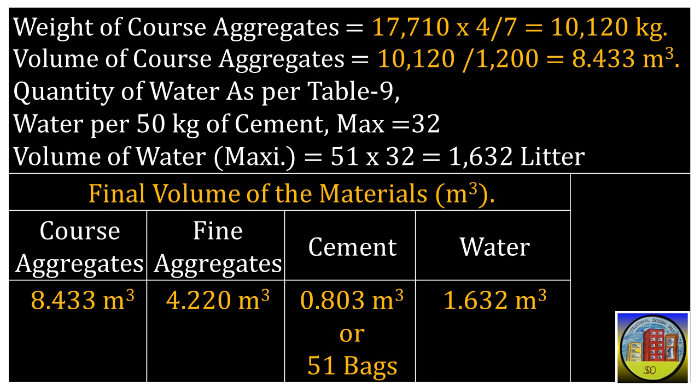Coarse aggregates, 8.433 cubic meters. Fine aggregate, 4.220 cubic meters. Cement, 0.803 cubic meters, or 51 bags. Water, 1.632 cubic meters.